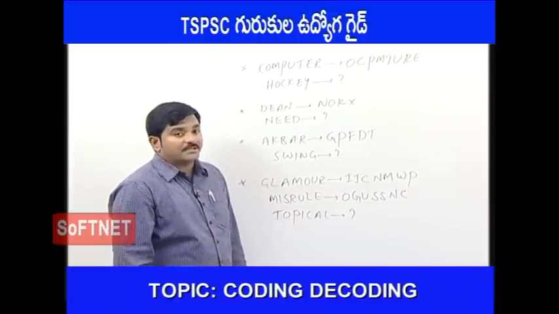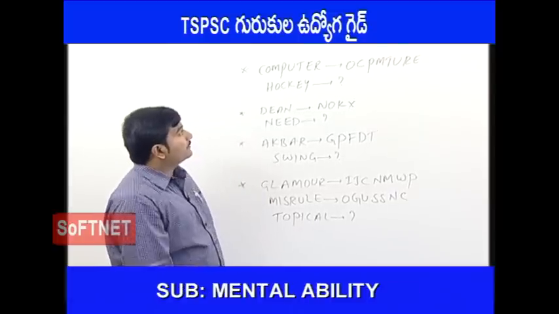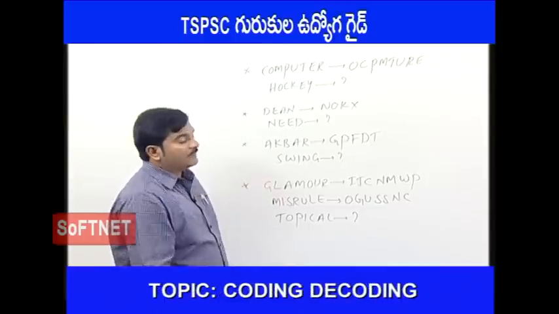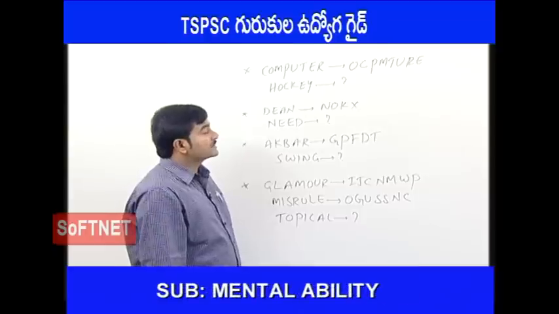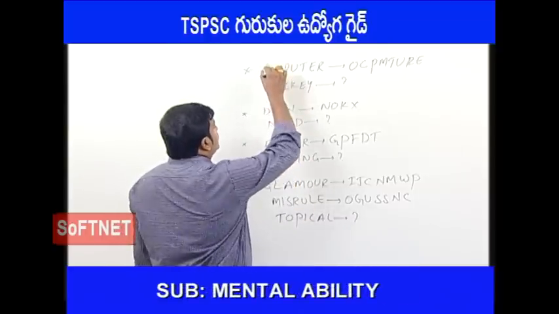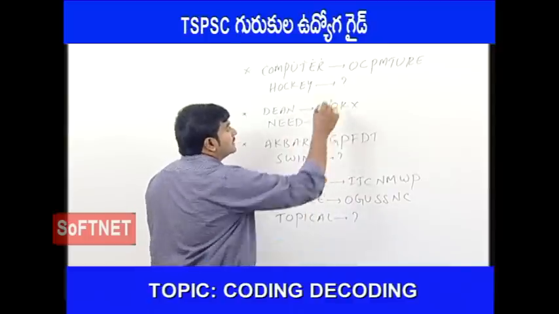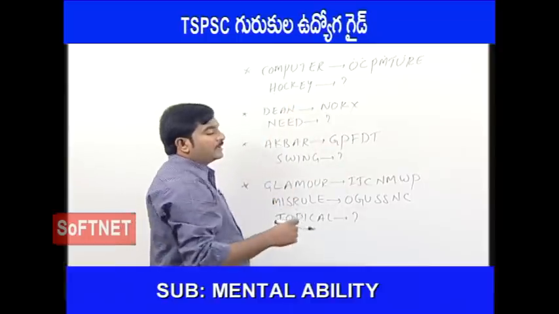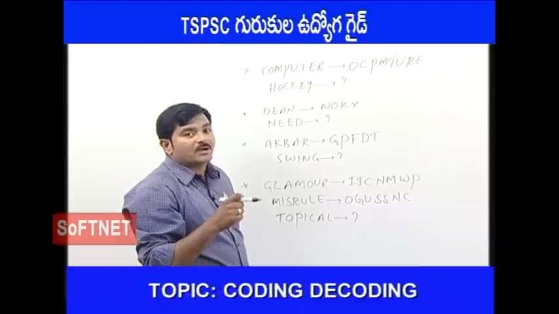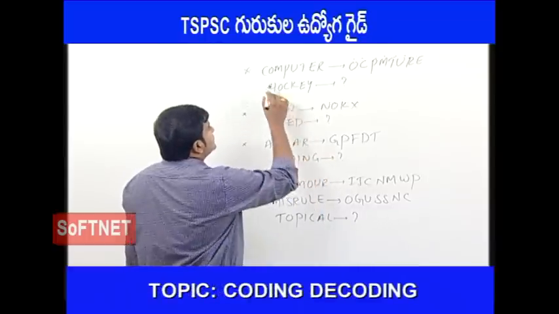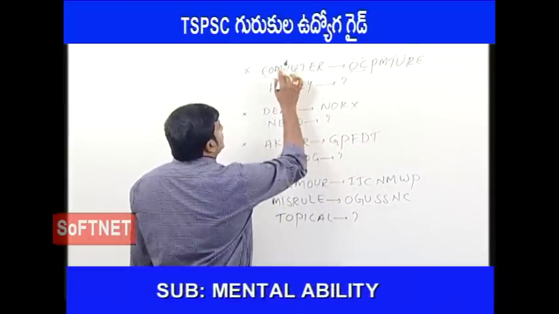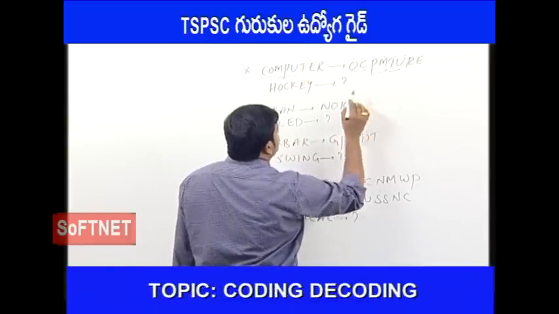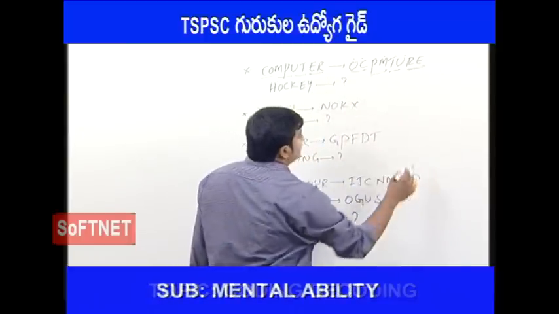Okay, now some other models in letter coding. For example, in a certain code language, computer, COMPUTER, can be written as OCPMTURE. Then what is the code for the word hockey? If you observe here, the same letters that are in the word computer are there here also. Since the same letters are there, what does it mean? Only the position of the letters is changed. That's why CO is written as OC, MP is written as PM, UT is written as TU, and finally ER can be written as RE.